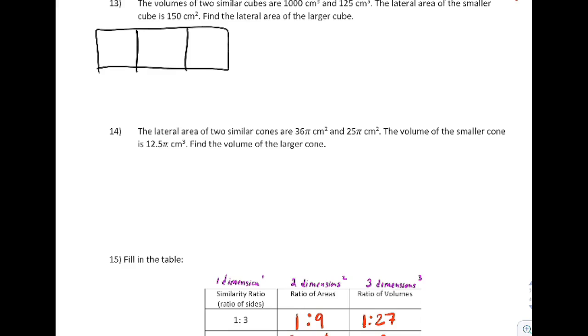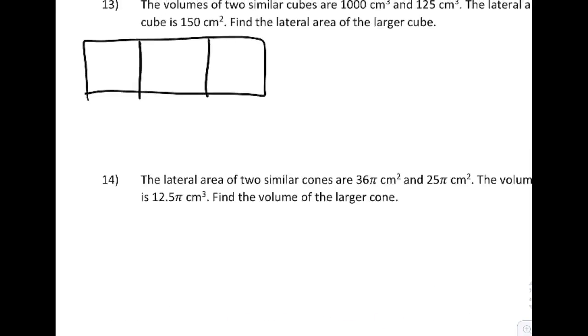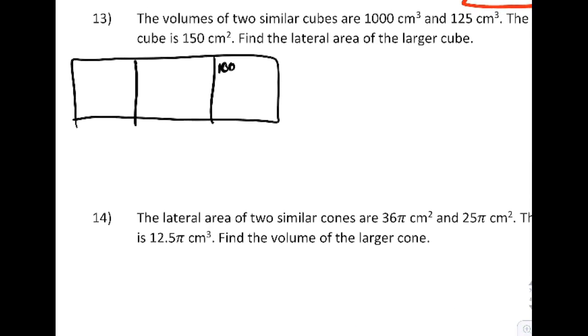In number 13, it gives us the volumes. So the volumes are 1,000 and 125. So 1,000 and 125 are both perfect cubes. So we back that up and we take the cube root of each. The cube root of 1,000, what times what is 1,000? That's 10. What times what is 125? 5. So now that we know the linear side values, we can square those. 10 squared and 5 squared. So that's what the chart looks like when it's done.